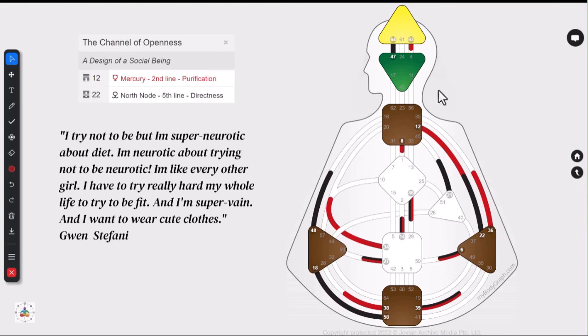So this channel of openness, this is actually Gwen Stefani's chart. There are other incredible singers. Adele, I believe, has this chart. Here I always said believe because I don't know. If I'm remembering correctly, I'm pretty sure she has that. So the channel of openness, design of a social being. She says, I try not to be, but I'm super neurotic about diet. I'm neurotic about trying not to be neurotic. I'm like every other girl.